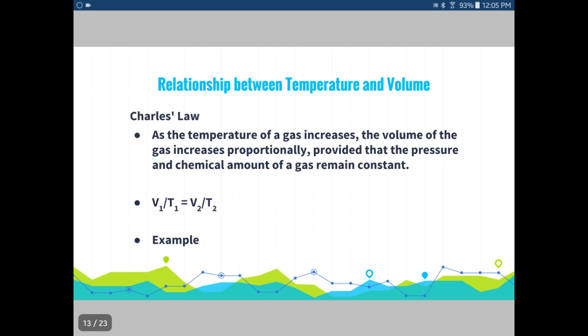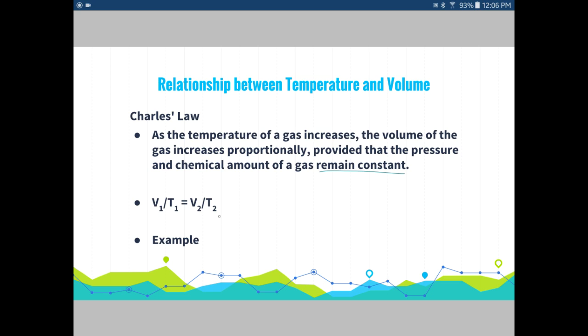And I'll just draw that down, direct relationship. So again, we'll look at the definition of Charles' law, and it says that as the temperature of a gas increases, the volume of the gas will proportionally increase, and we provide that our pressure and chemical amount remain consistent. Now again, those are our controlled variables that need to remain consistent in this sort of test.